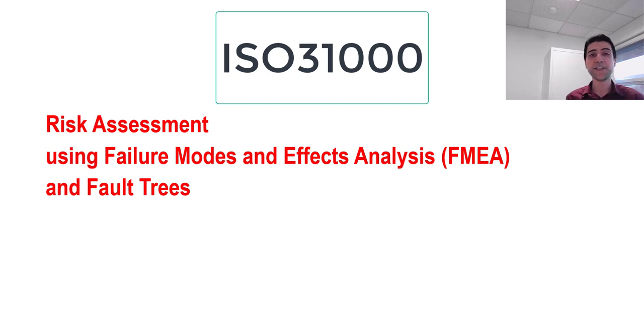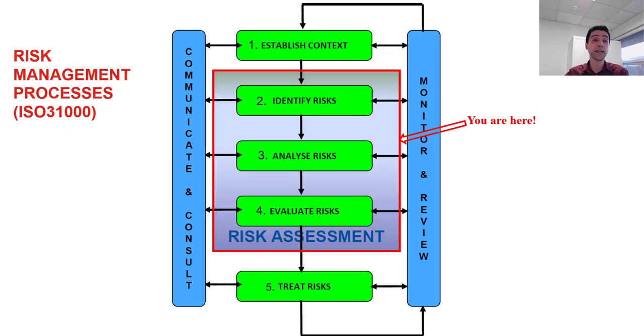Welcome everyone. In this video, we will be discussing two risk assessment tools: failure modes and effect analysis, FMEA, and fault trees. These are very useful and strong tools related to the risk assessment process as described in ISO 31000, which is the risk management standard. As you can see, risk identification, risk analysis, and risk evaluation are the three processes in risk assessment.